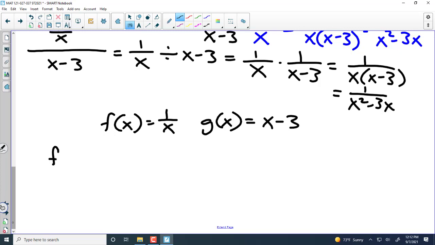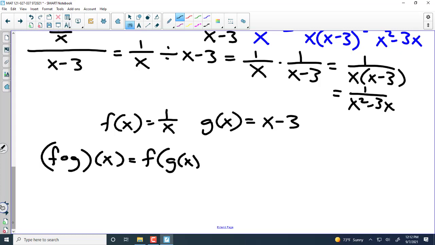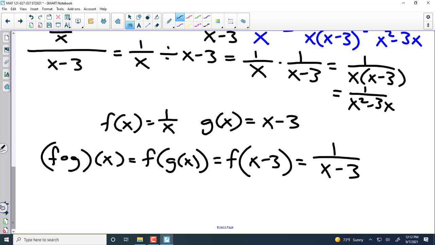F composed with g of x equals f of g of x. Now we're doing a composition. This is f of x minus 3, or 1 over x minus 3. Now I have not simplified anything. I have merely taken this x in the 1 over x and replaced it with x minus 3.